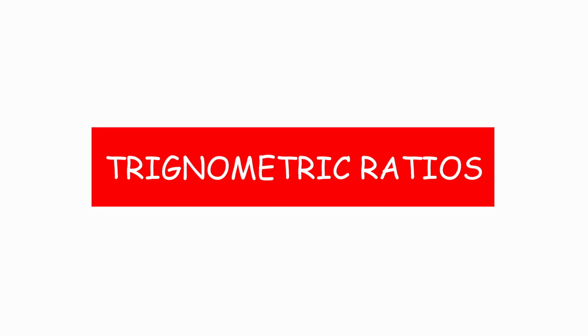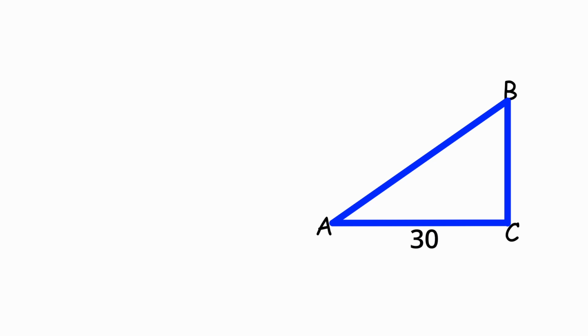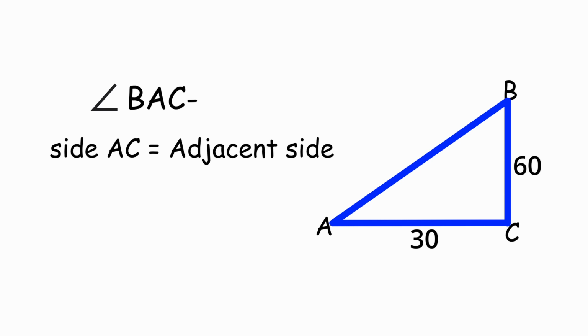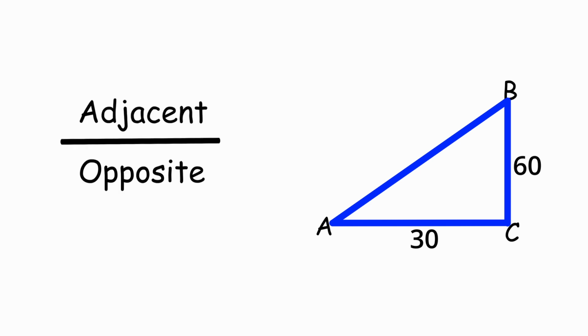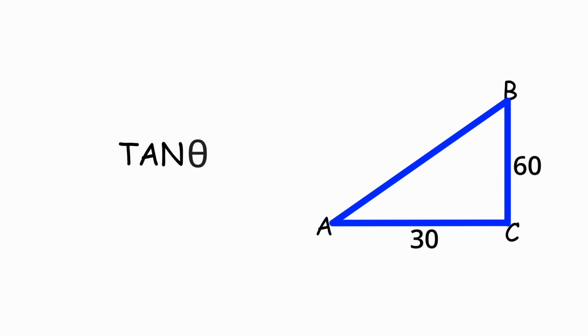The only values we have of this triangle are the length between A and C and the length between B and C. From the perspective of angle BAC, side AC would be its adjacent side and side BC would be its opposite side. Based on SOHCAHTOA, we know that the ratio with adjacent and opposite is tan. So to find the angle of elevation, we will use the formula tan theta equals opposite by adjacent, which after substitution would be 60 divided by 30. We can simplify this to tan theta equals 2.